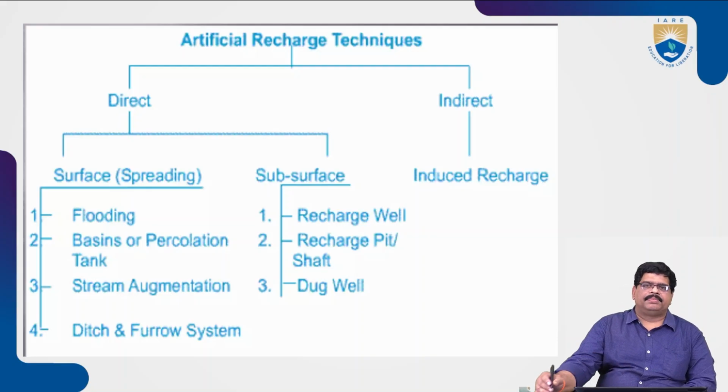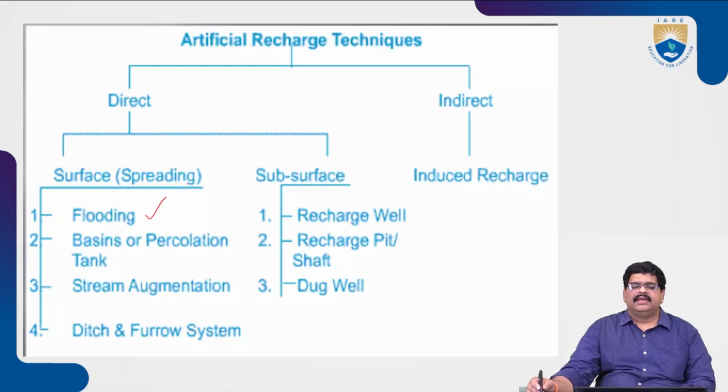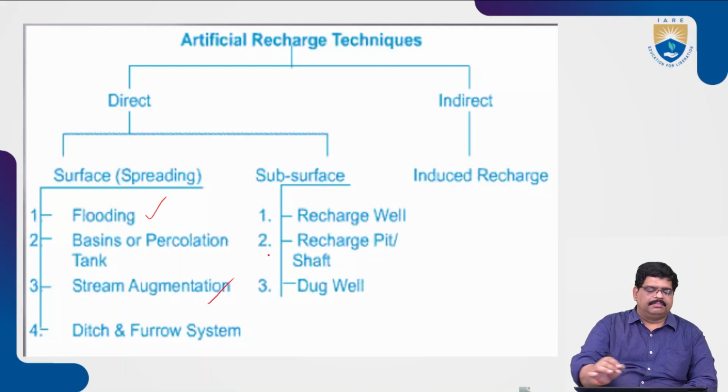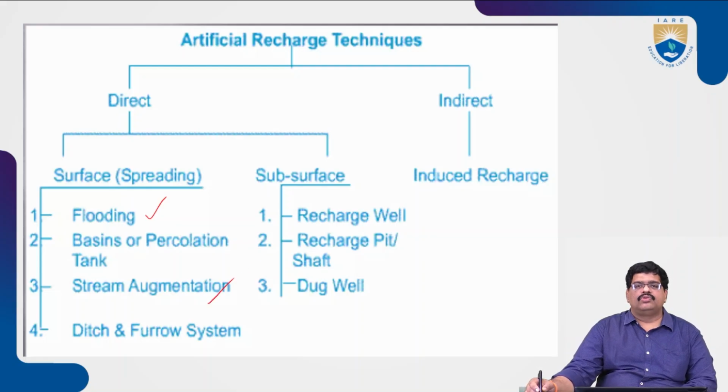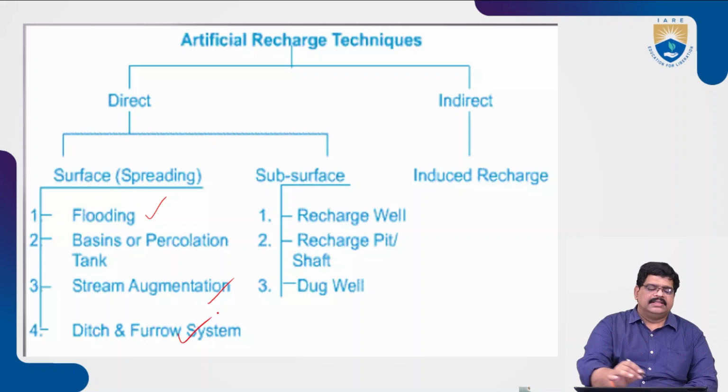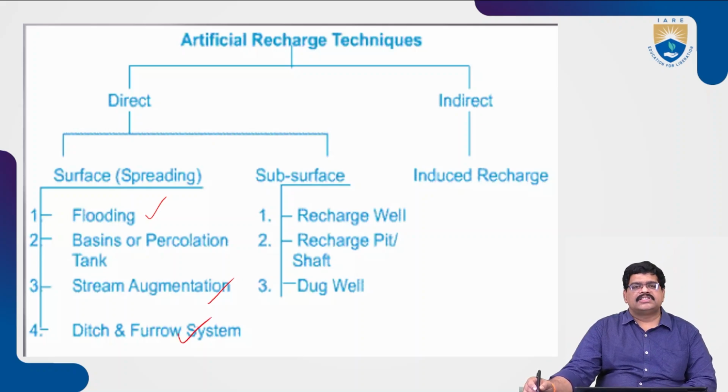In the surface, what happens? The first one is flooding. The second one is basins or percolation tanks, which can be constructed, as we discussed about the Chevella watershed, the best example for the construction of percolation tanks. Next is stream augmentation, and a ditch or furrow type of system can also be applied. These are some of the techniques of surface spreading. And the subsurface? The subsurface uses recharge wells, and the second one is recharge pits.